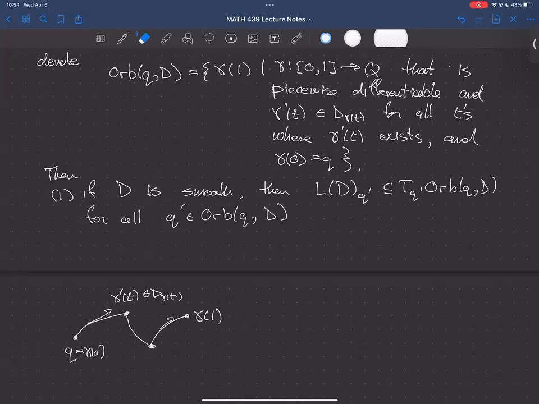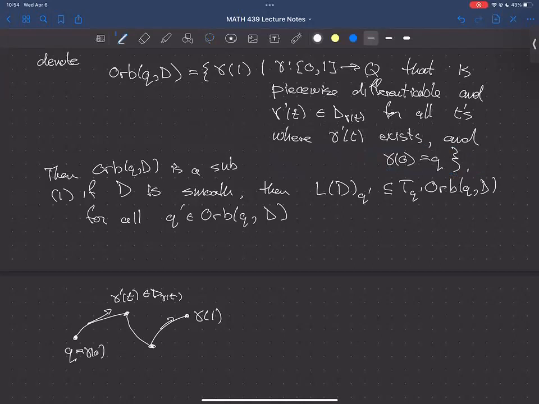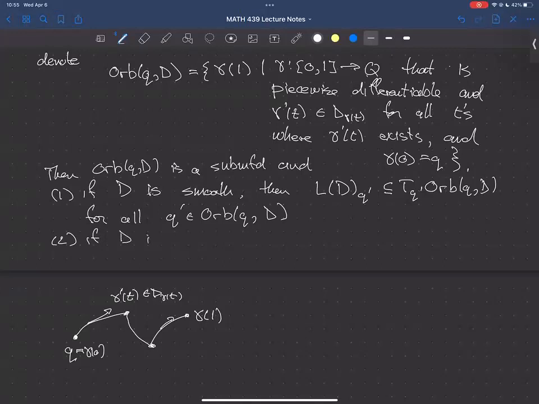I'm making more work out of this than I need to. So then Orb Q is a submanifold, and here are its tangent spaces. If D is smooth, then the tangent spaces of the orbit contain the subspaces which I get by taking all of these Lie brackets. Now if D is real analytic, then it's not only contained in, but it's equal to.